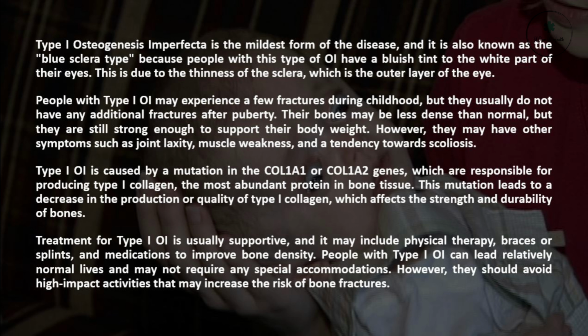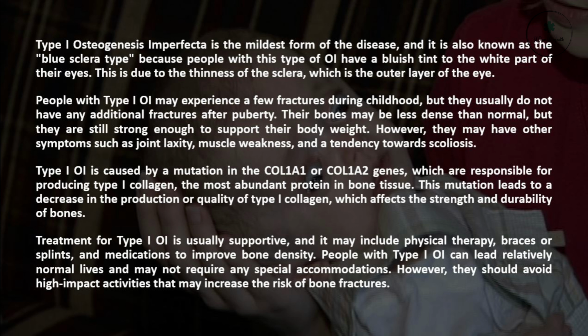People with type 1 OI may experience a few fractures during childhood, but they usually do not have any additional fractures after puberty. Their bones may be less dense than normal, but they are still strong enough to support their body weight. However, they may have other symptoms such as joint laxity, muscle weakness, and a tendency towards scoliosis.